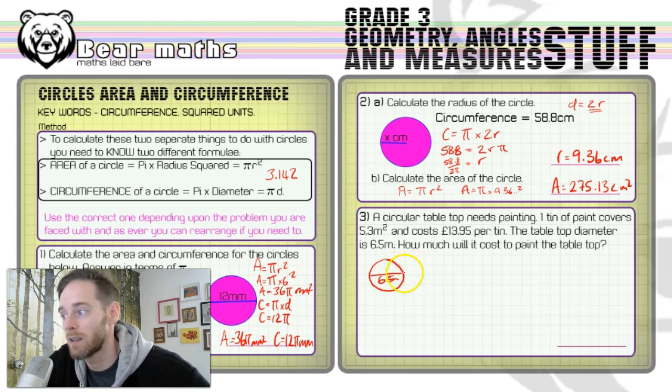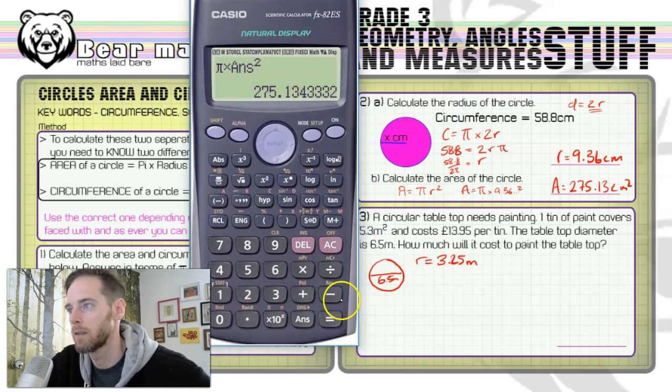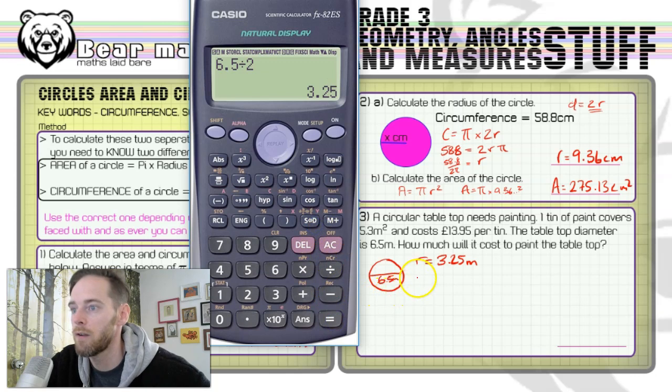We don't need the diameter in this instance, but we do need it to work out the radius. We need the radius because it's an area calculation, and that's pi times radius squared. So that radius is going to be 3.25, half of the 6.5, 3.25 meters. Let's type that into the calculator because we're going to need it for the rest of the problem. So 6.5 divided by 2 is 3.25.